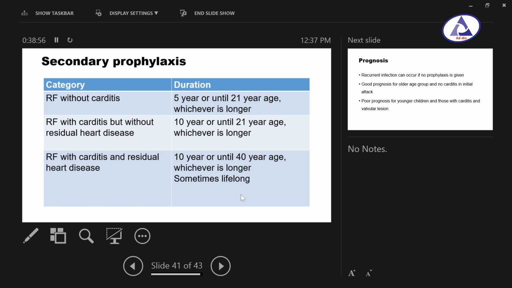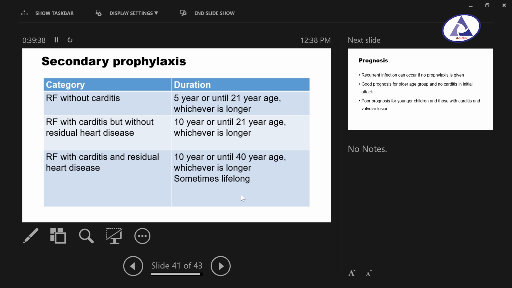And how will you give the secondary prophylaxis? What will be the duration on the basis of the rheumatic fever involvement of the heart? There is rheumatic fever without carditis: secondary prophylaxis for 5 years or until 21 years, whichever is longer. For example, if the child is 6 years of age and develops carditis, then 5 years going on, that is 11 years. If the child is 21 years or 5 years, then we continue the drug until 21 years of age.